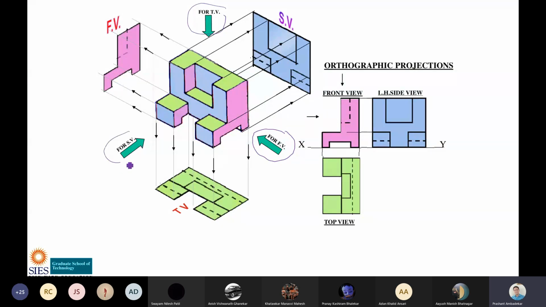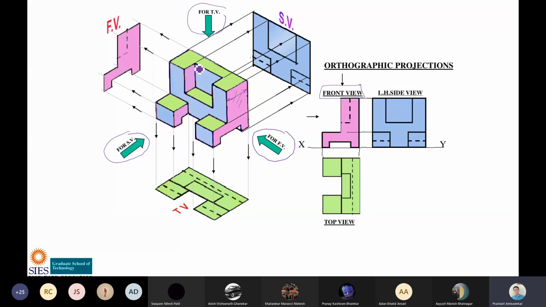And side view is observed from here. So if you see from the front, you will see this color, and it is projected on this plane, and it is drawn here. So it is drawn here as the front view. Now in this you can see a dotted line, this one, because this dimension is more than this dimension.